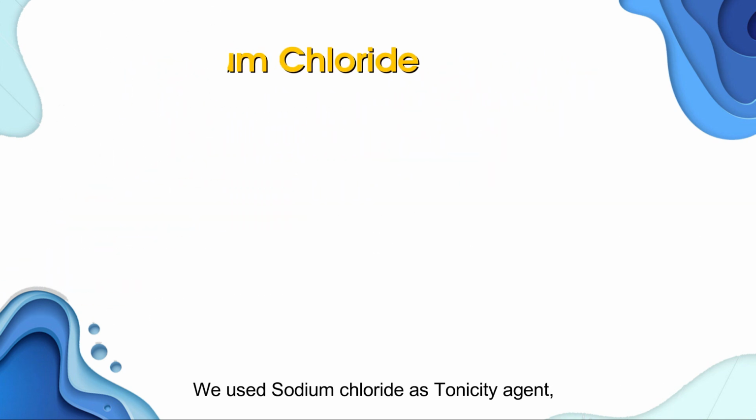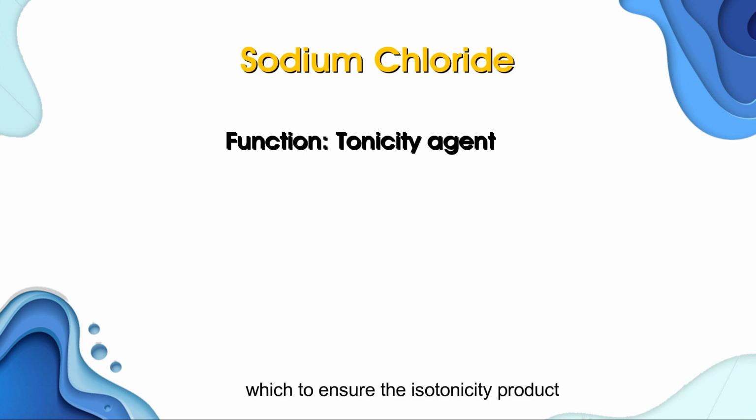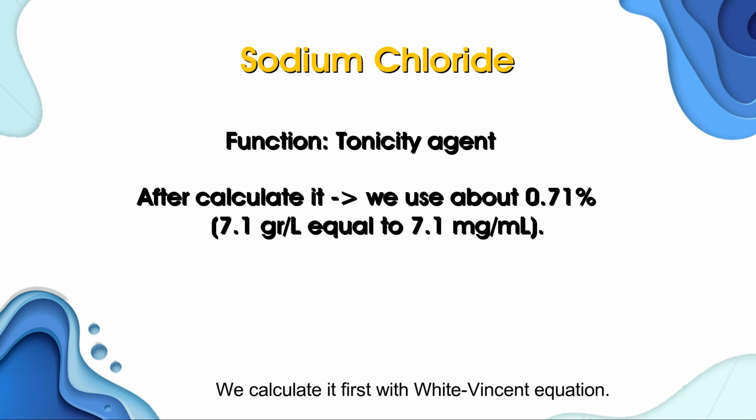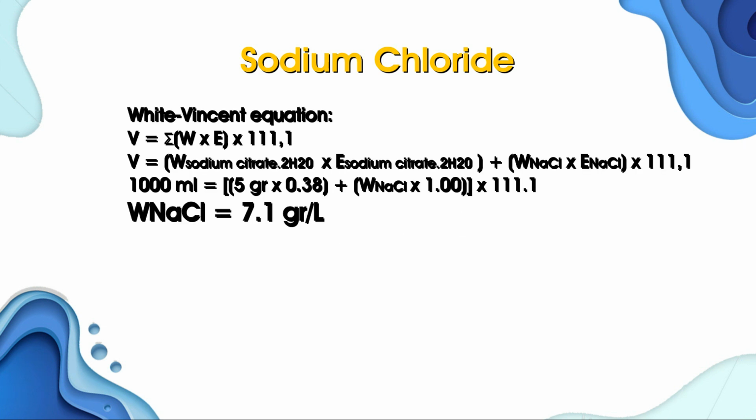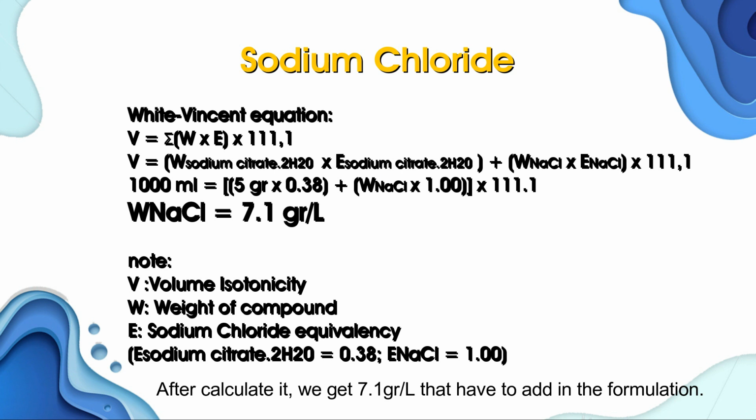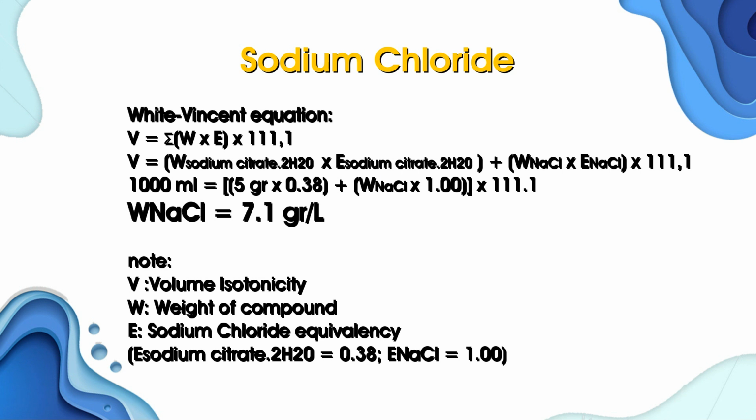We use sodium chloride as tonicity agent, which is to ensure the isotonicity of the product so that it doesn't irritate the eyes. We calculate it first with the White-Vincent equation. After calculation, we get 7.1 gram per liter that we have to add into the formulation.